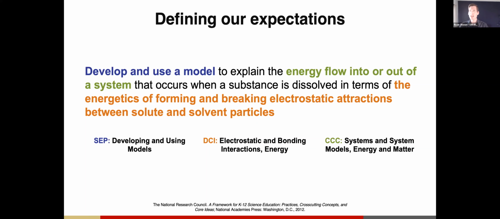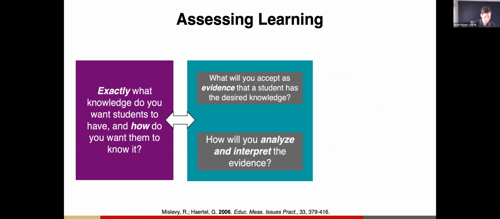So let's say we want to get evidence that students can engage with this sort of performance. We can then think about what students could do that would be convincing to us that they can weave together big ideas regarding electrostatics and energy to make sense of this phenomenon. Maybe they can draw a representation. They can show the undissolved ionic lattice, the process of dissolution, and then the final dissolved system in which you have cations and anions wholly solvated. Maybe they can explain that in words. Maybe they can then talk about the energetics.